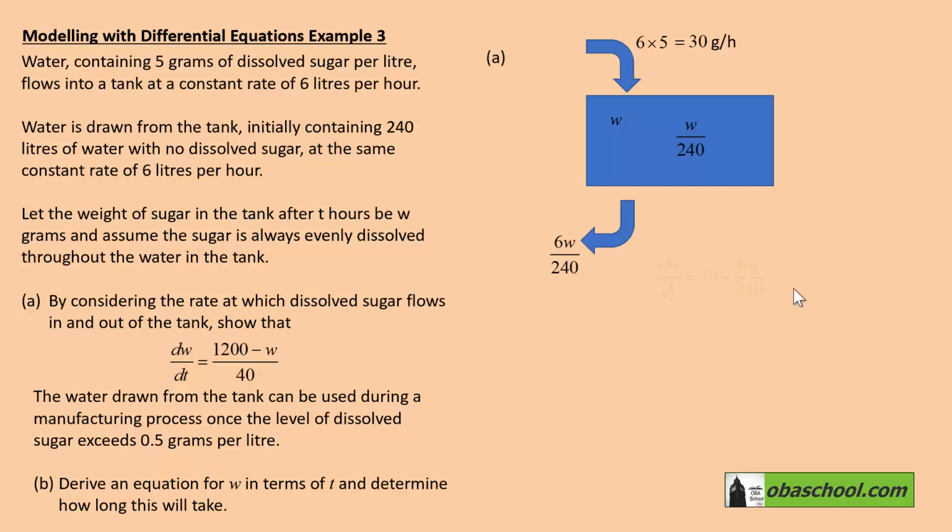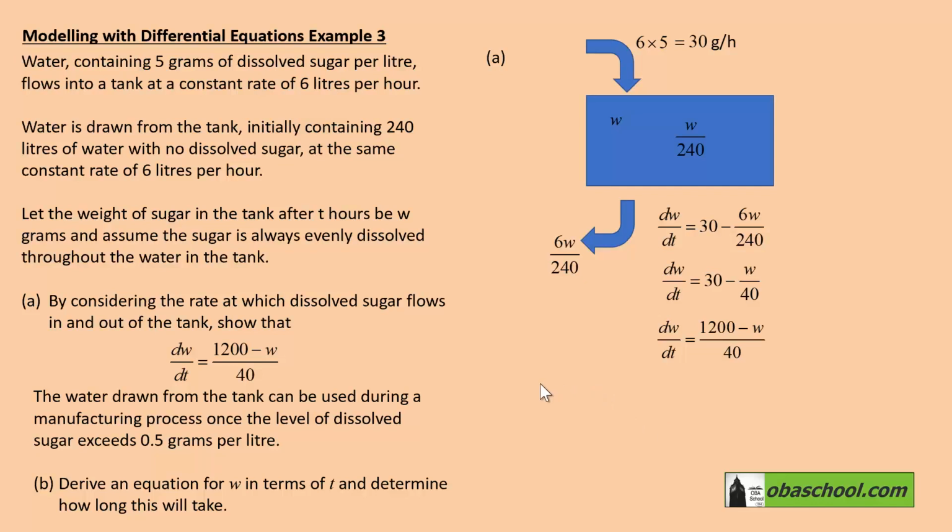So the net flow, dW/dt, would be 30 coming in, take away the 6W over 240 going out. 6 and 240 cancel to give us W over 40. And then if we put that over the common denominator of 40, we get the differential equation that we want.